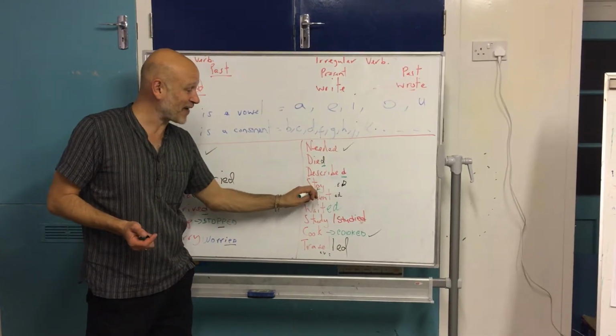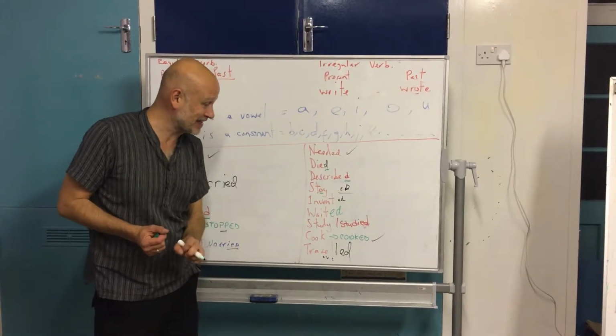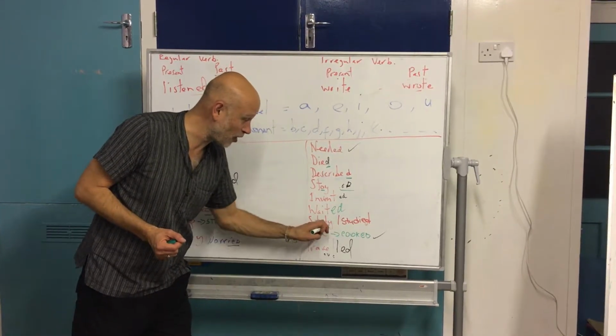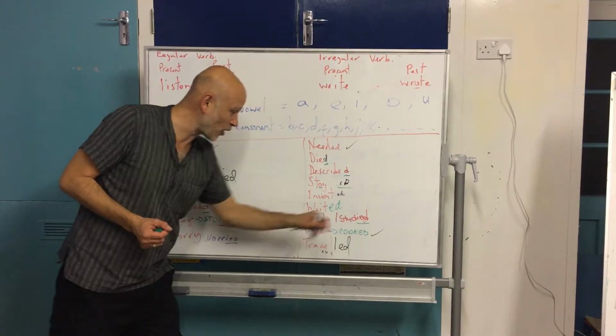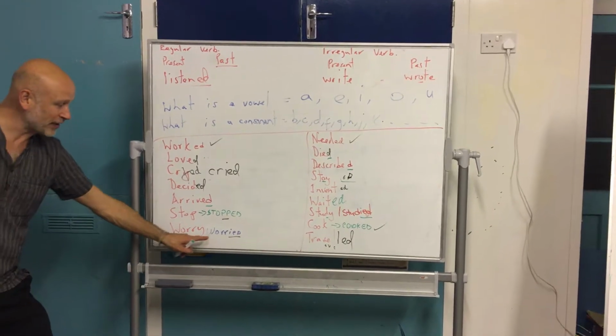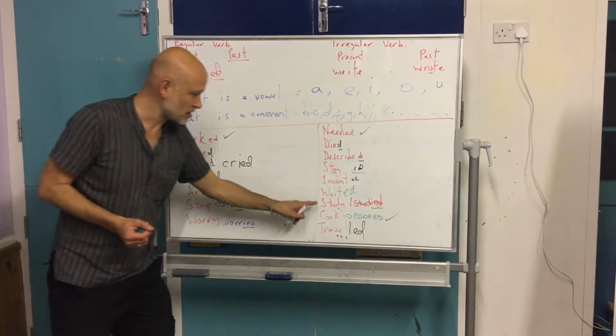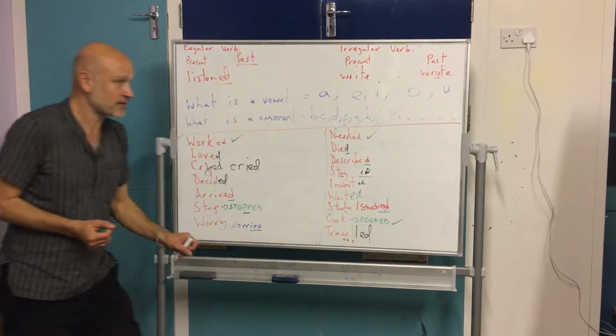But if it ends with a vowel and Y, we just add ed again. But if it ends with a consonant and Y, we have to take away the Y and add ied. Worry, worried. Cry, cried. Study, studied.